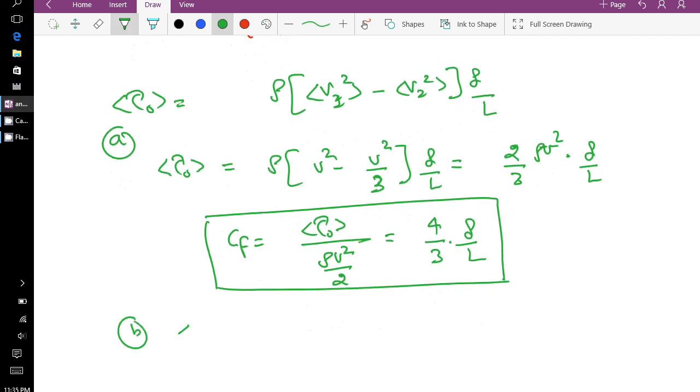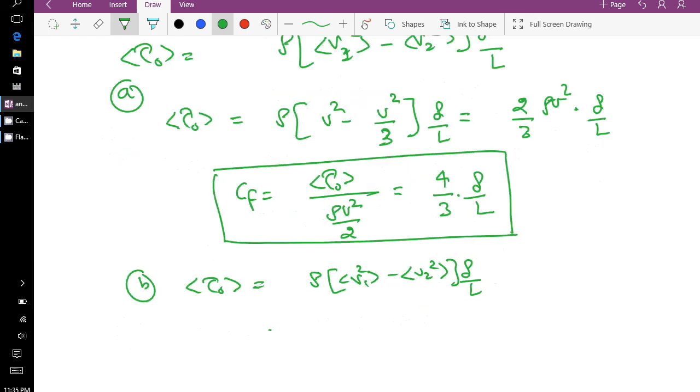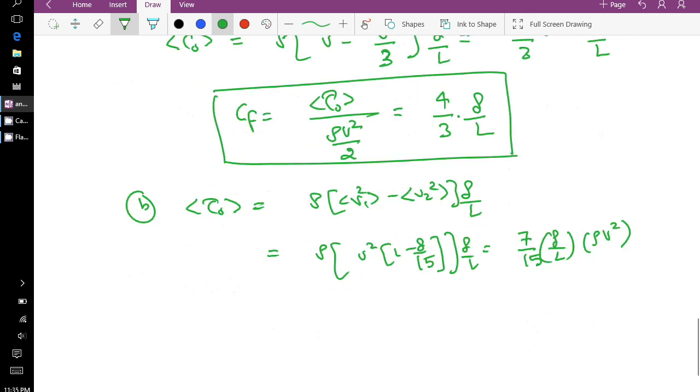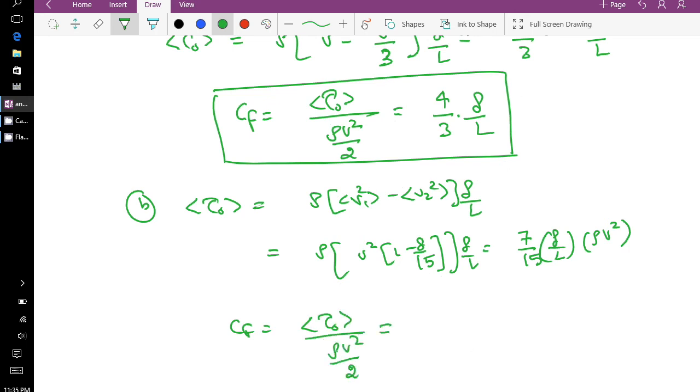Similarly, for the B part, if I do tau naught, it is again not difficult. Let's recall this is v1 square, this is v2 square, delta by L. And we evaluated this to be 1 minus 8 by 15, right, into delta by L, or this becomes 7 by 15 into delta by L into rho u square. And if I were to do it with skin friction coefficient, it will become tau naught divided by rho u square by 2. And if you rearrange, this will become 14 by 15 into delta by L.